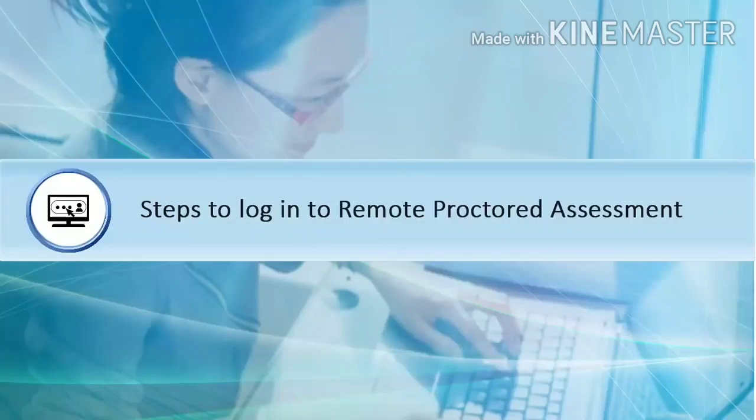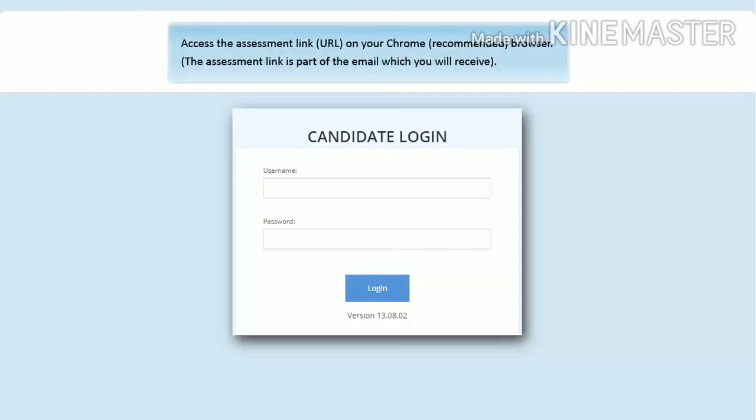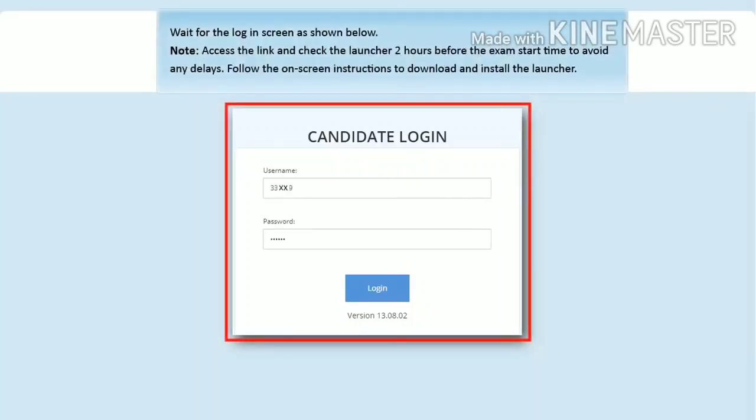Steps to log into remote proctored assessment. Access the assessment link on your Chrome recommended browser. The assessment link is part of the email which you will receive. Wait for the login screen as shown below. Note, access the link and check the launcher 2 hours before the exam start time to avoid any delays.